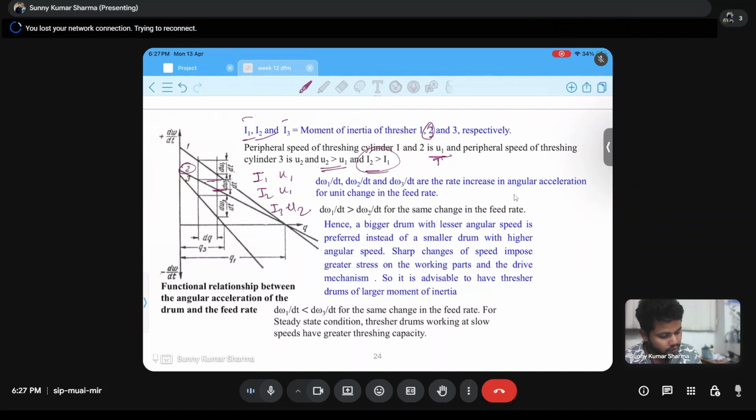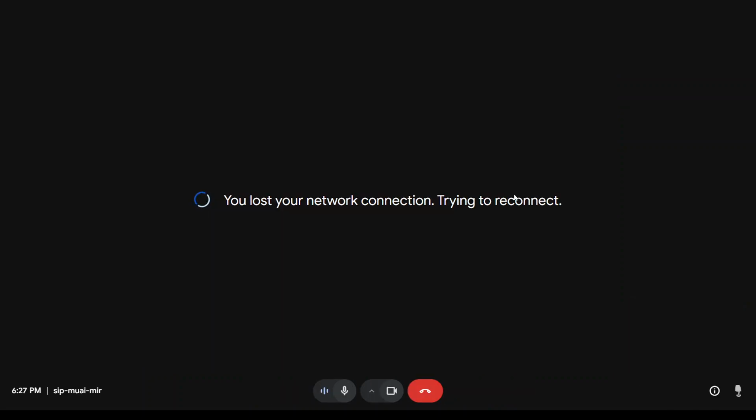So it was concluded that bigger drum with lesser angular speed is preferred instead of smaller drum. Sharp change in speed imposes greater stress on working part and drive mechanism. So it is advised that thresher drum should have larger moment of inertia.